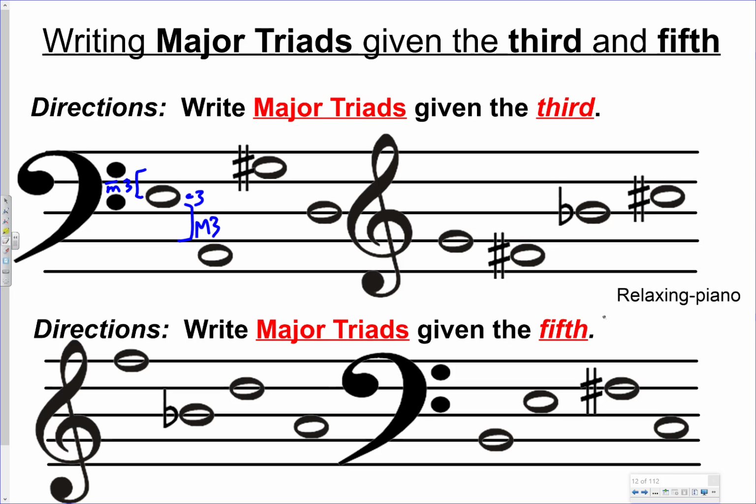So if we start out with E, which we know is our third, we can go up a minor third from the E, resulting in a G.